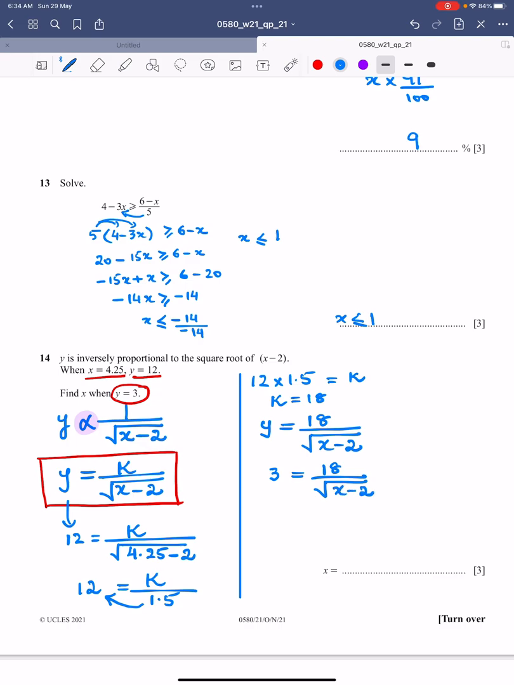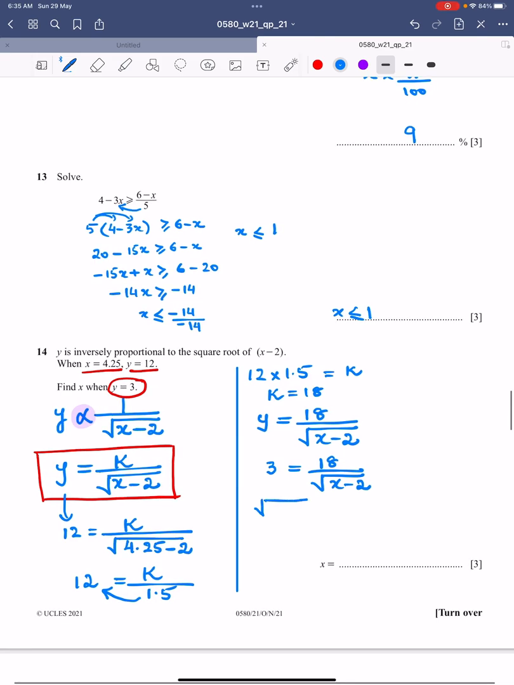X is to be found, so we will bring the entire root of x minus 2 to the left hand side. It is in the division at the moment. When it comes to the left hand side, it will change side and it will go to multiplication. Likewise, 3 is in the numerator. When it goes to the other side, it will go in the denominator. So we have root of x minus 2 is equal to 18 divided by 3. That will give us root of x minus 2 is equal to 6. 3 6s are 18.